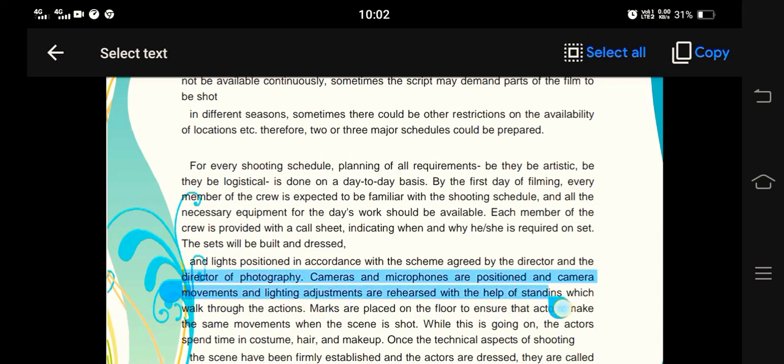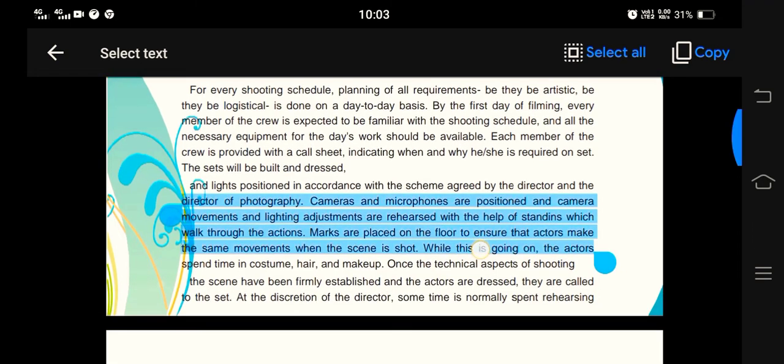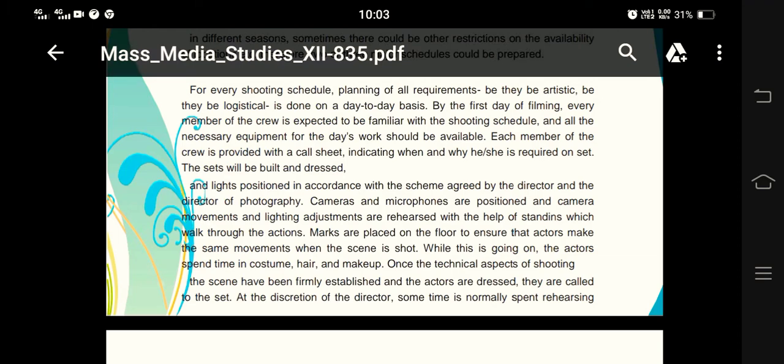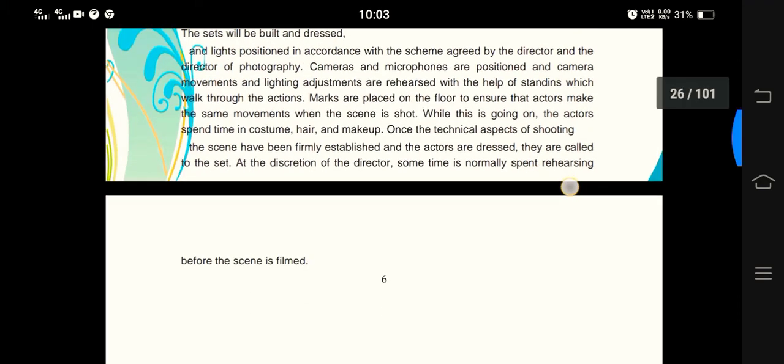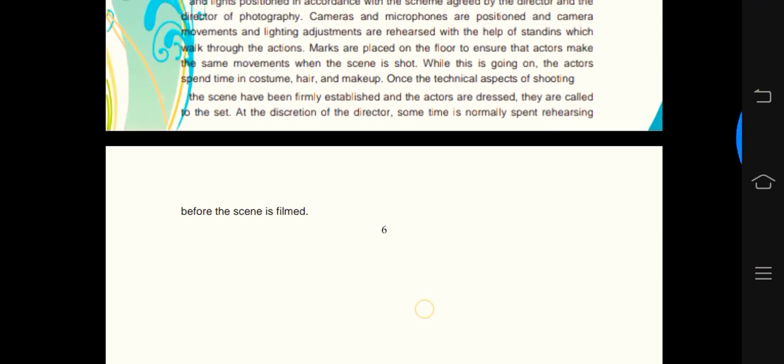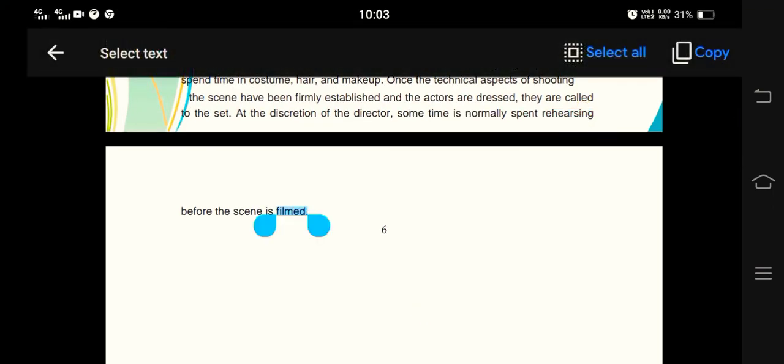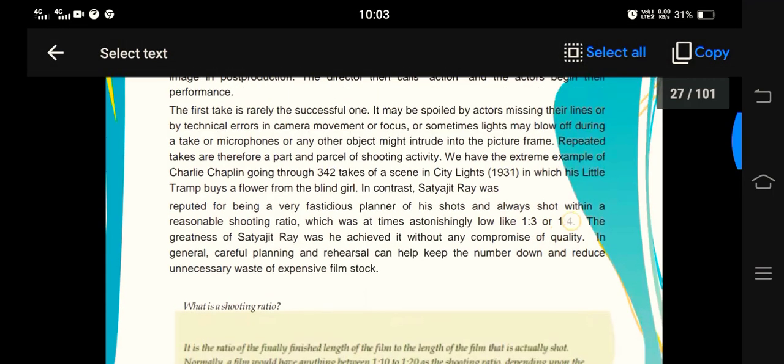The light adjustments are rehearsed with the help of stand-ins, who walk through the actions, and then marks are placed on the floor to ensure the movement of the actors, the performers, the entertainers, basically. Till then, the actors' makeup, dress and hair are done, and they are called to set. If every technical aspect is done as well, then they are called to set. And a rehearsal is done before the scene is filmed.